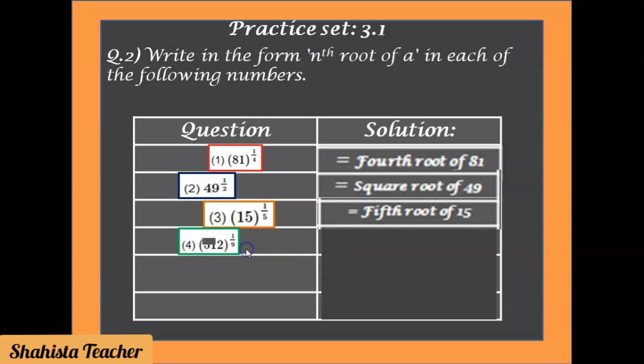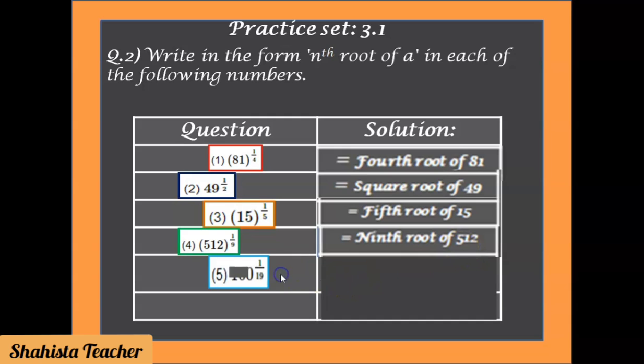Now sub question 4. 512 1 upon 9. 512 is the base and 1 upon 9 is the index number. So 9 is the root, ninth root of 512. Here we will write ninth root of 512, and 512 we put in number form.